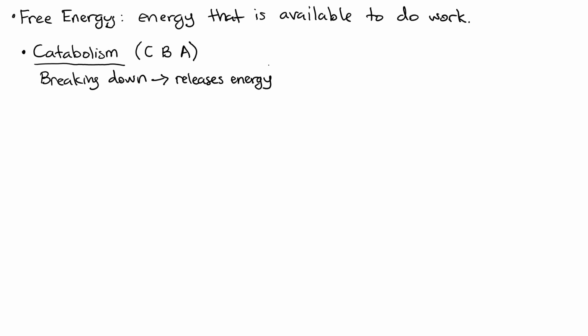So we need to tie free energy to it. This is equivalent to a negative delta G. That means energy is being released. So it releases energy, and this has a term, exergonic. The big example for an exergonic or catabolic reaction is cellular respiration, as we are breaking down glucose.